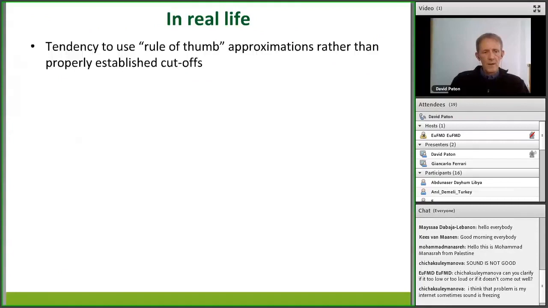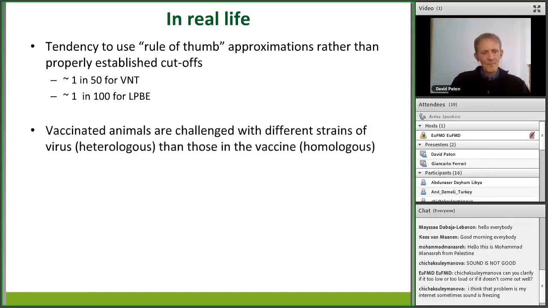So in real life, there is a tendency to use these rule of thumb approximations rather than properly established cutoffs. And this is where we get these figures of around 1 in 50 for VNT, which are assumed to be adequate, and around 1 in 100 for the liquid phase blocking ELISA. But it's very important to remember that these are average values, and individual animals may not be very well predicted by these specific values.